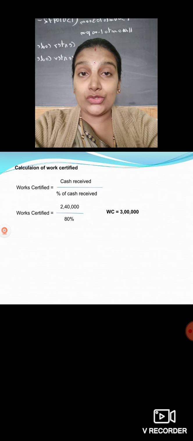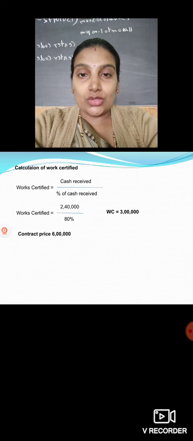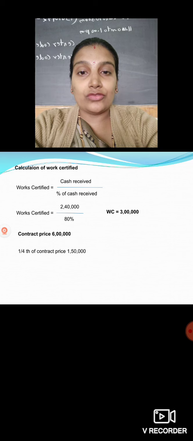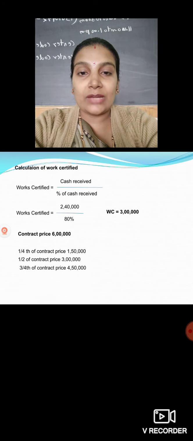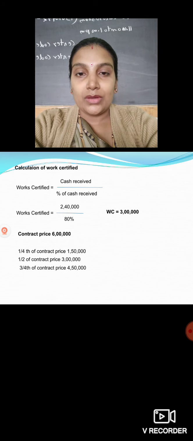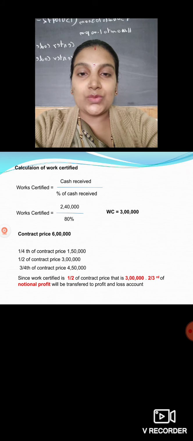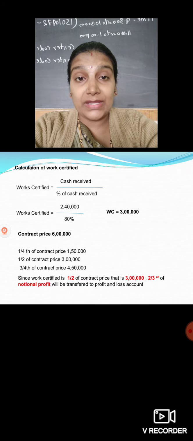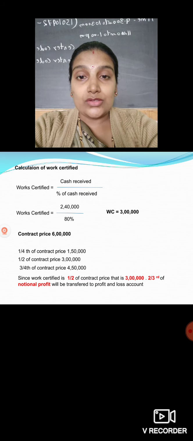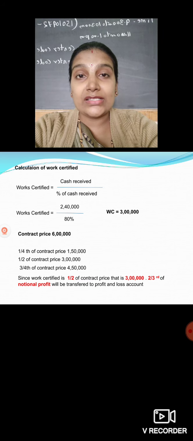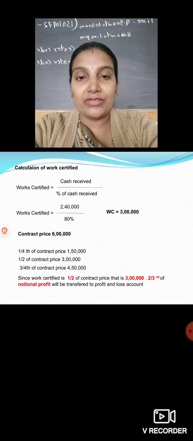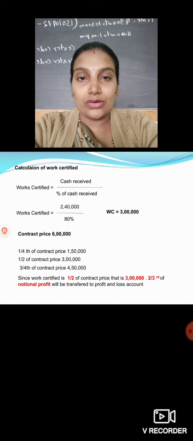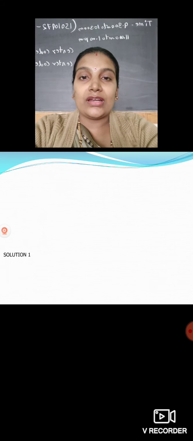So how much profit are we going to transfer? Contract price we have is 6 lakh. 1/4 of contract price we will get 1,50,000, half of contract price 3 lakh, and 3/4 of contract price 4,50,000. Since work certified is half of the contract price, 3 lakh, right? So how much profit are we going to transfer? 2/3 of notional profit will be transferred to the profit and loss account. So we'll prepare the contract account now.